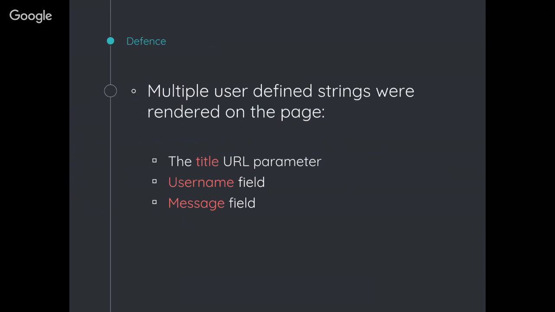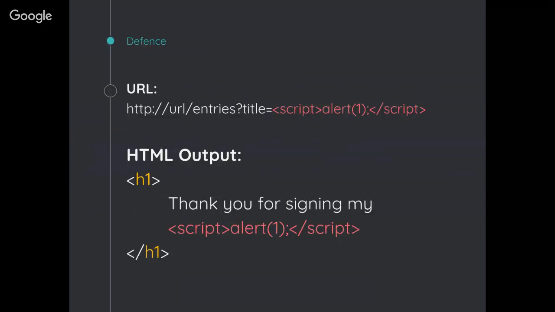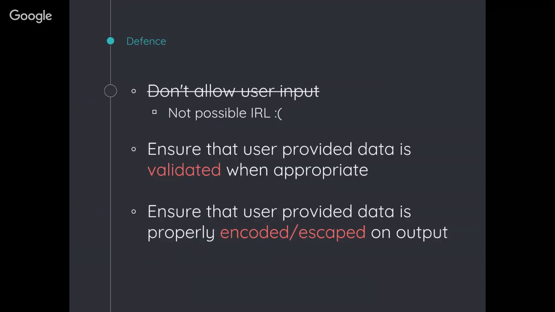In our example, there's multiple pieces of user-defined data. For example, the title of the guest book. The user can change that to anything they want. The username, the user can actually change that. And the message. That's the example we gave earlier. You put the standard proof of concept script alert 1 in there, and that gets executed by the page.